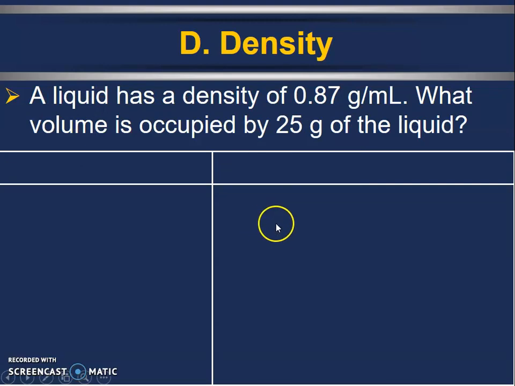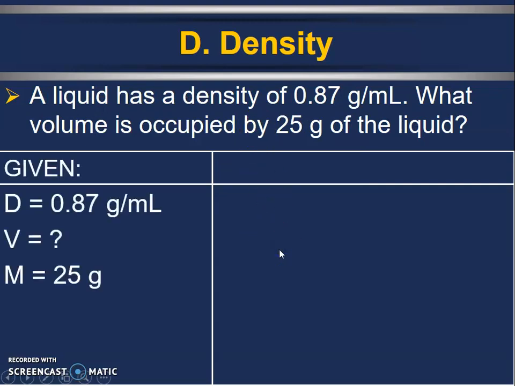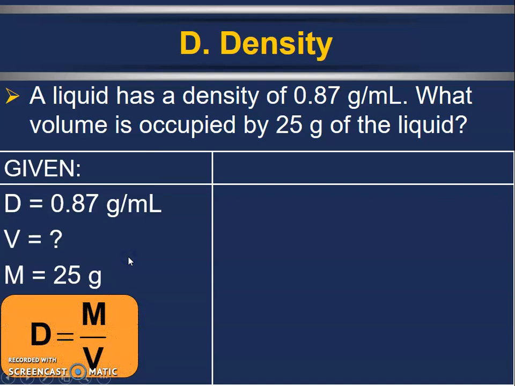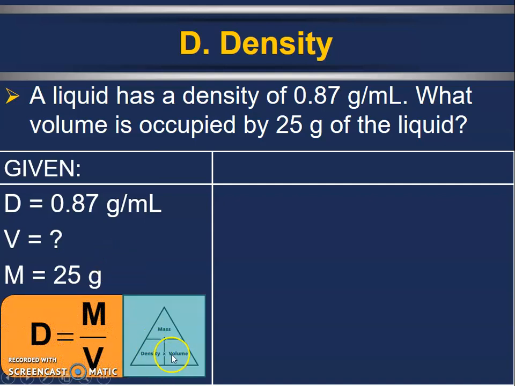Okay, one more. Okay, let's figure out what do I know. I know a density. I know a grams, that's my mass, so I have a mass. What am I looking for? What is the volume? Looking for volume. Okay, going to use that triangle again and say this time I need to know what is the volume. So if I know volume, what's left? Mass divided by density.